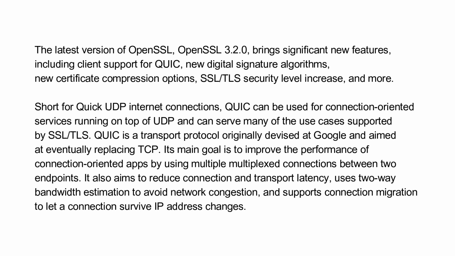QUIC is a transport protocol originally devised at Google and aimed at eventually replacing TCP. Its main goal is to improve the performance of connection-oriented apps by using multiple multiplexed connections between two endpoints. It also aims to reduce connection and transport latency, uses two-way bandwidth estimation to avoid network congestion, and supports connection migration to let a connection survive IP address changes.